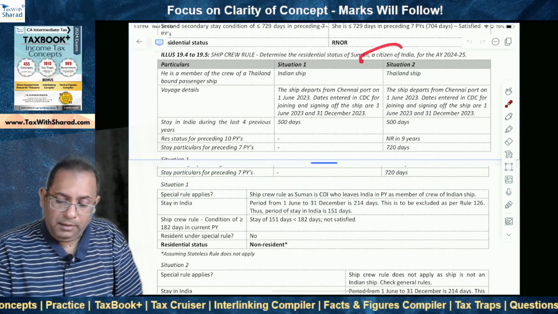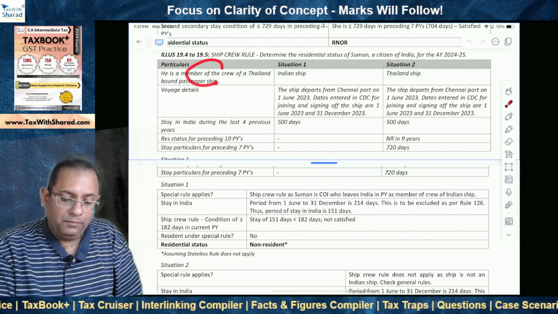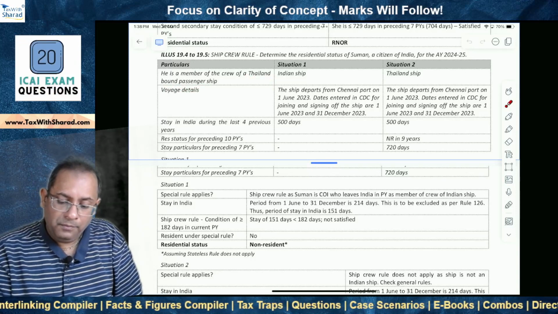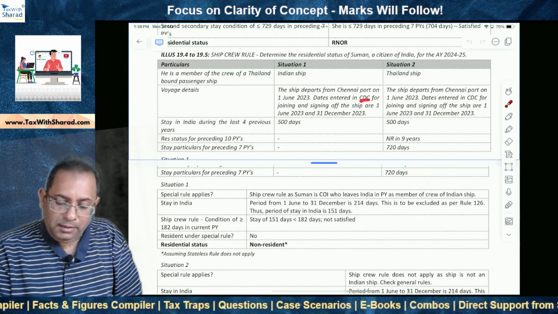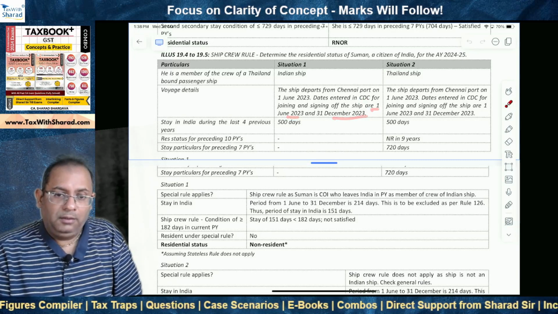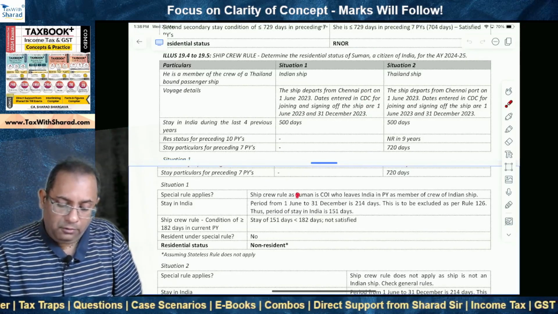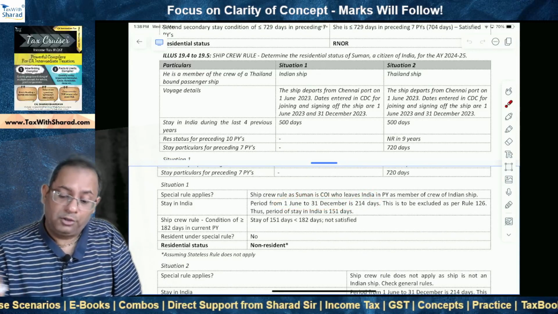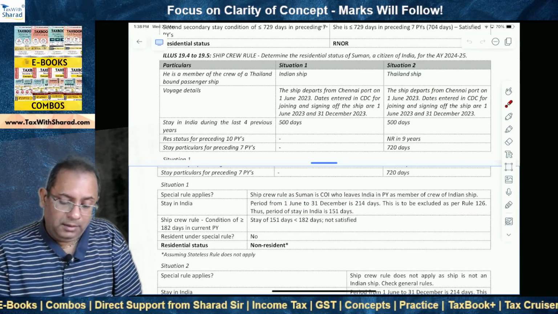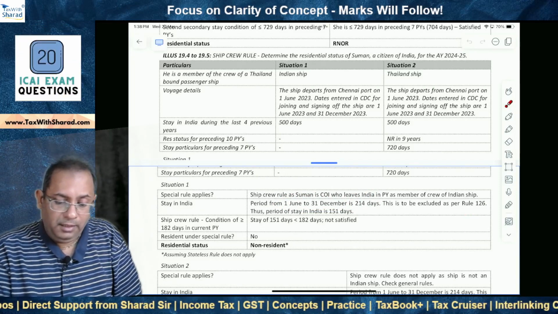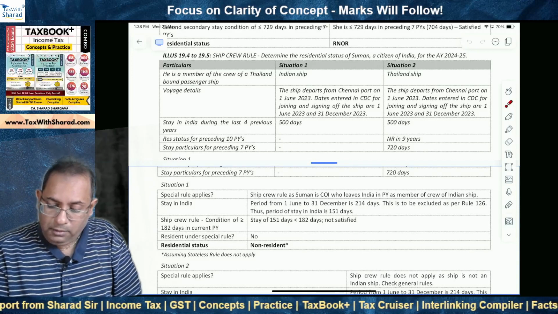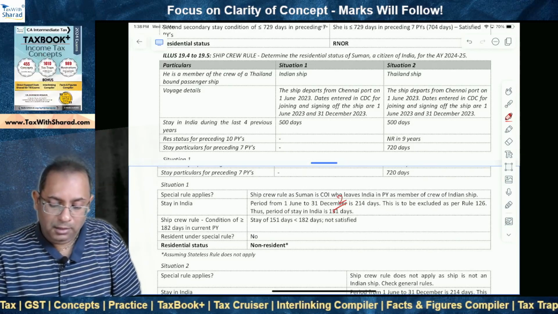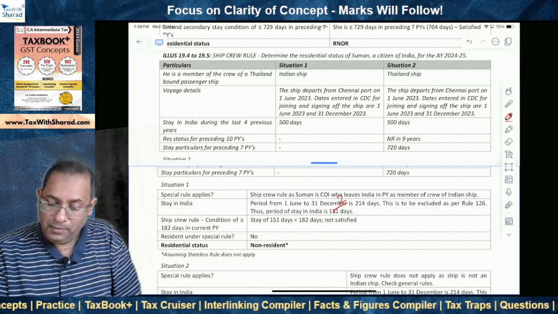These conditions are being met in our case, because he is a citizen of India and a member of the crew of a Thailand bound passenger ship, a foreign bound ship. Therefore the period from the dates entered in the CDC, 1st June to 31st December 23, will not be included. We calculate this period, which is 214 days, and it needs to be excluded as per rule 126. Thus the period of stay in India during the year will be 150. Actually it should be 152 days in this case, because the previous year 23-24 is a leap year, and therefore 366 days are there in the year.